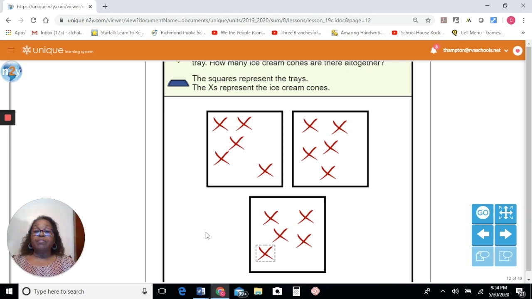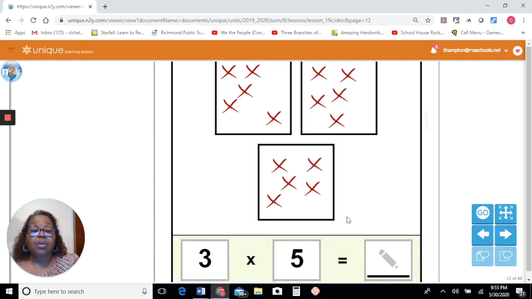We could count all of them and get an answer. But you see, we're getting more and more and more. All this counting gets to be a little bit much, but let's just count anyway. 1, 2, 3, 4, 5, 6, 7, 8, 9, 10, 11, 12, 13, 14, 15. So altogether there are 15.